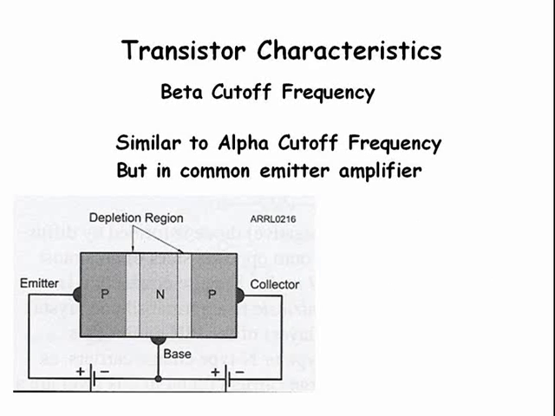The beta cutoff frequency is the frequency at which the current gain of the transistor in the common emitter configuration decreases to 0.707 times the gain at 1 kilohertz.